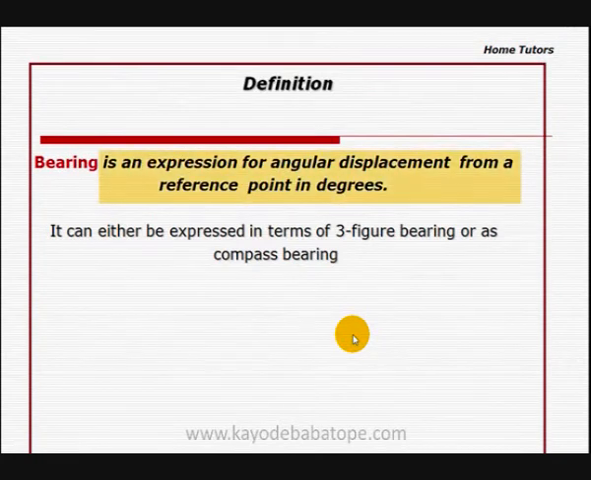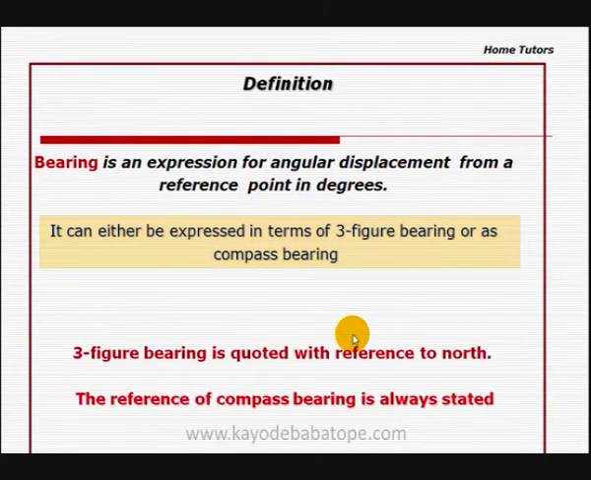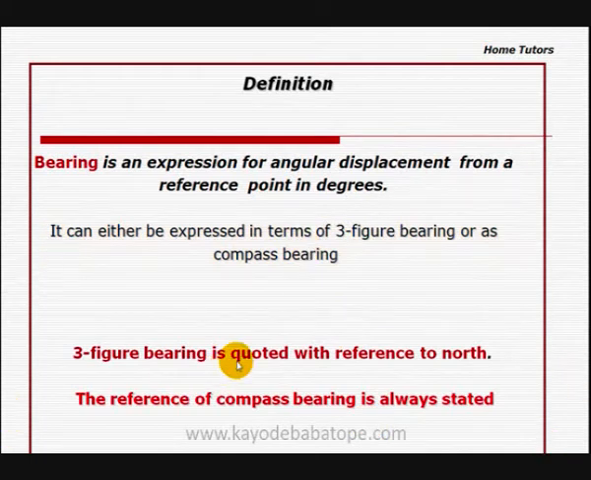What is bearing? Bearing is an expression for angular displacement from a reference point as measured in degrees. It can either be expressed in terms of three-figure bearing or as compass bearing. What is the difference? Three-figure bearing is quoted always with reference to the north, while the reference of compass bearing is always stated.